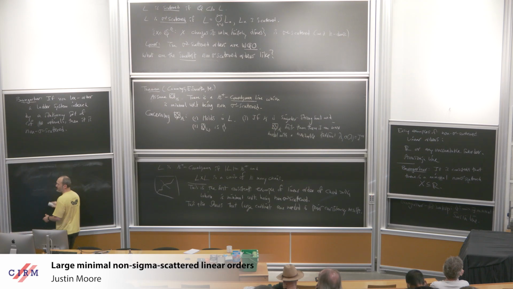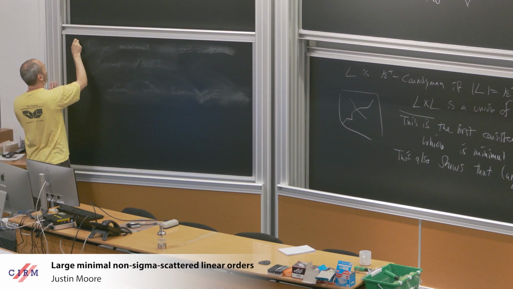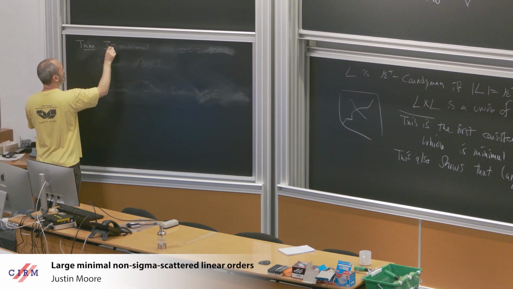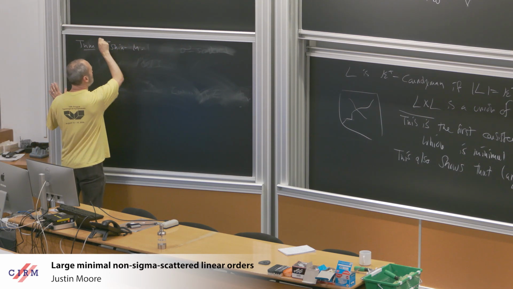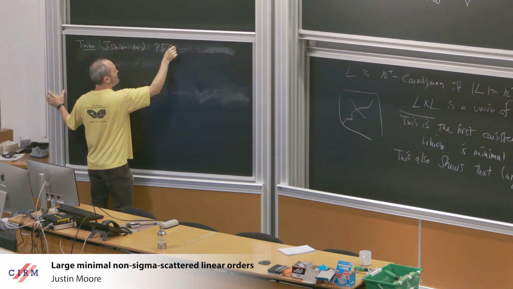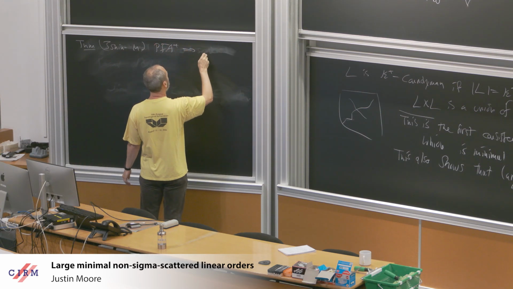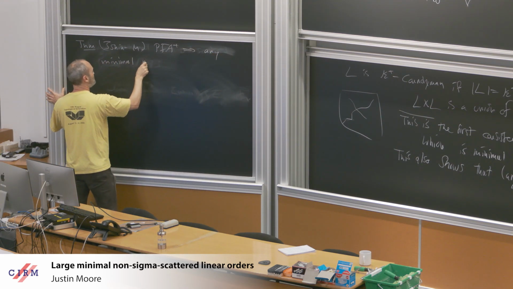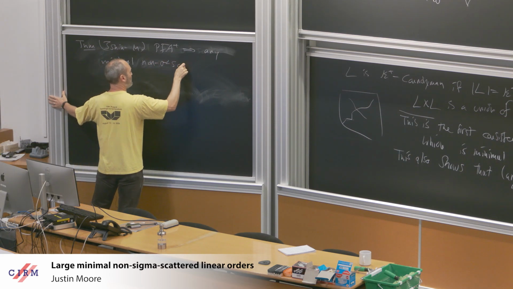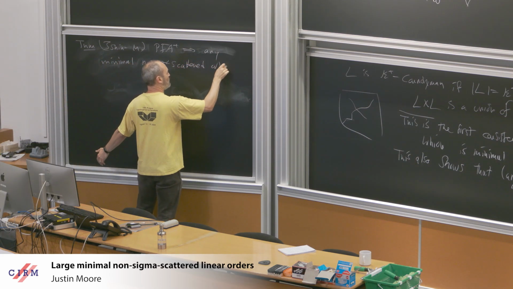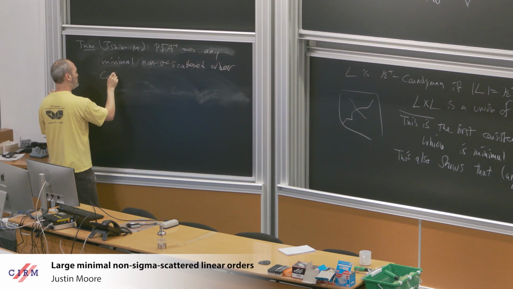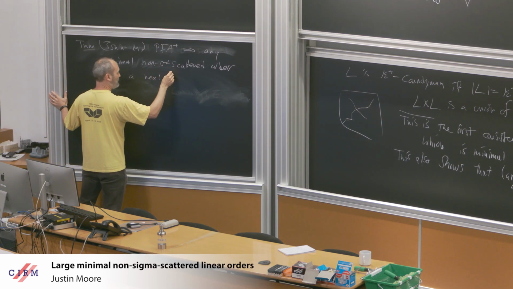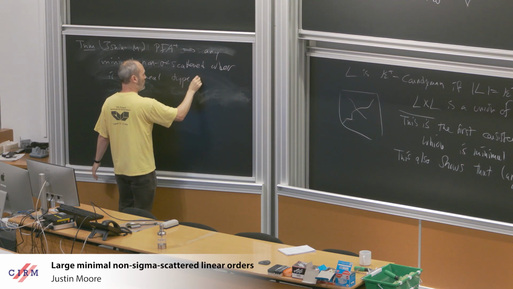So there are maybe two more bits of the history that I want to say. There's a theorem due to Tetsuya Ishiu and myself, which is that PFA plus implies that any minimal non-sigma-scattered order contains, or is, a real type or a Countryman line.